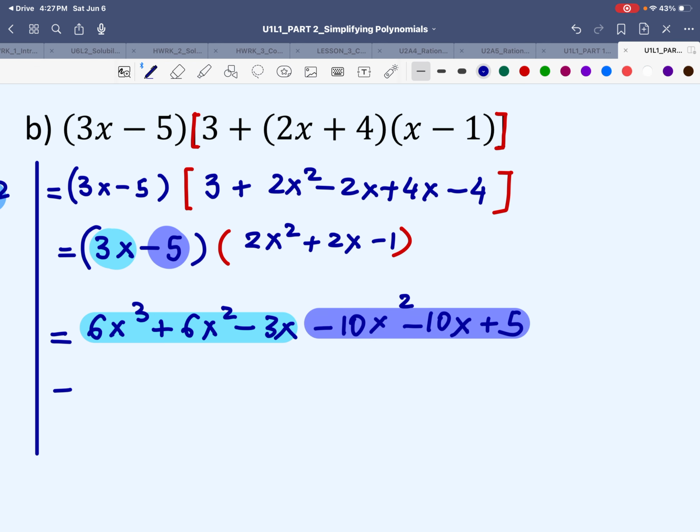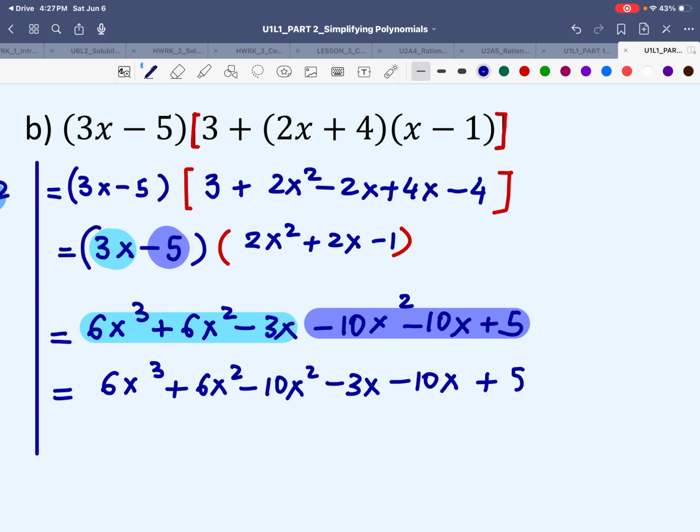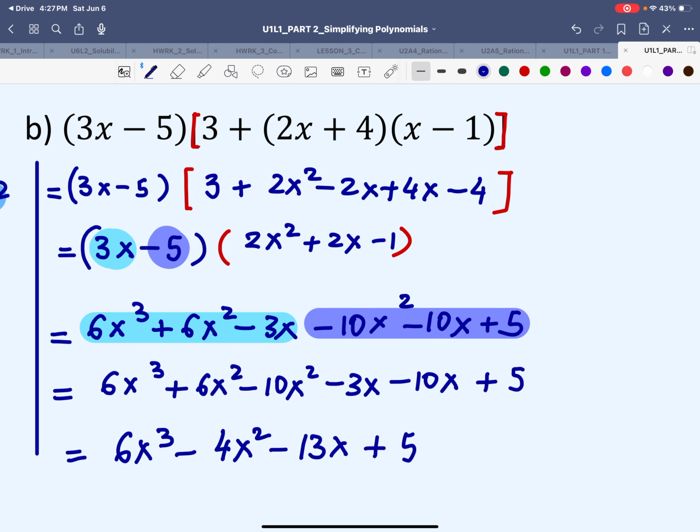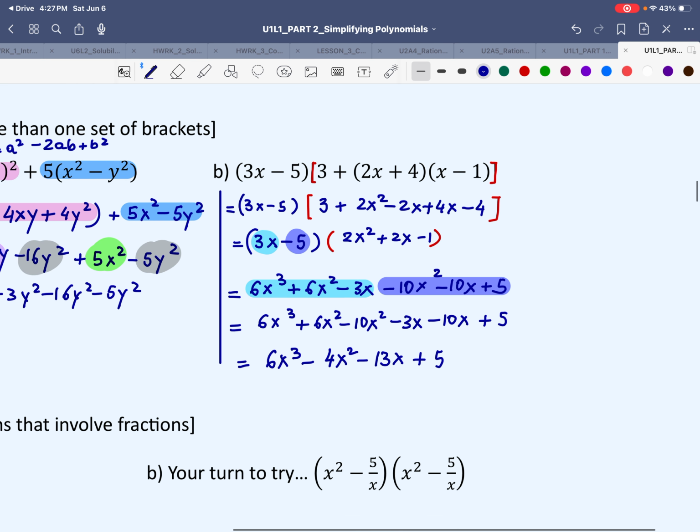We can group like terms. So we have 6x to the power of 3. And then we have the x squared term, 6x squared minus 10x squared. And then we have the x terms, negative 3x minus 10x. And lastly, we have the constant. Last step, we simplify. So we have 6x cubed minus 4x squared minus 13x, and then plus 5. That would be the final answer.